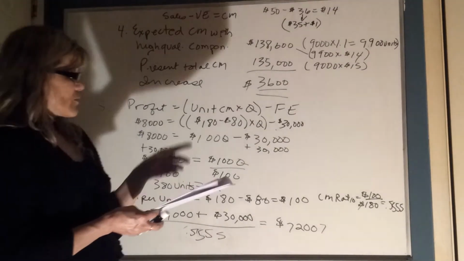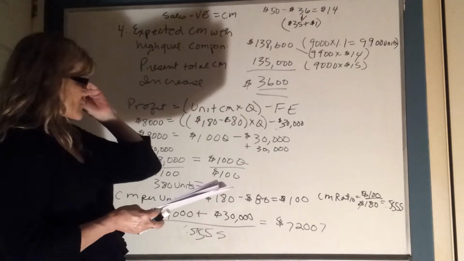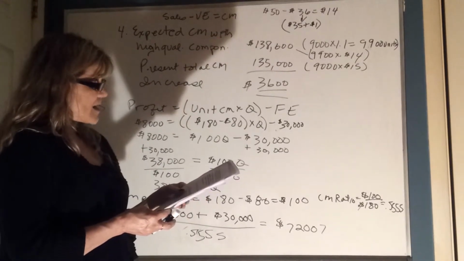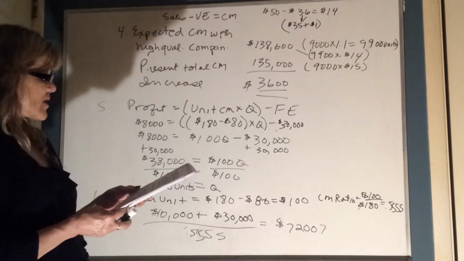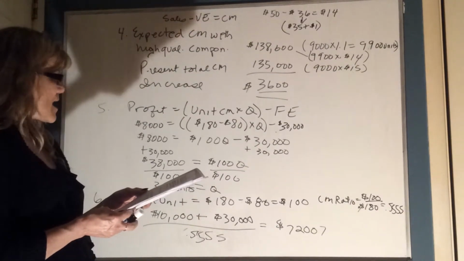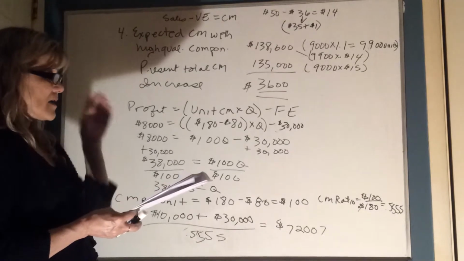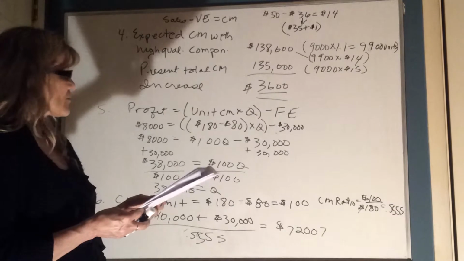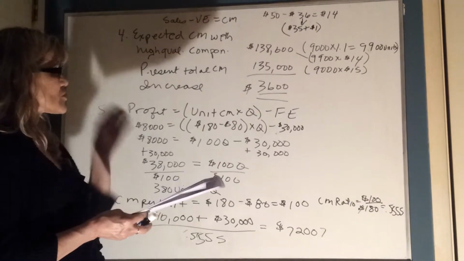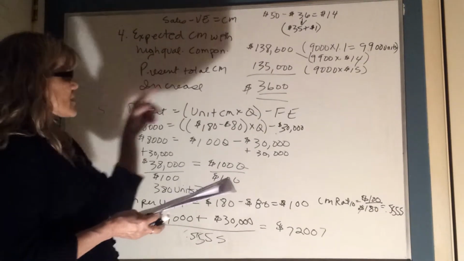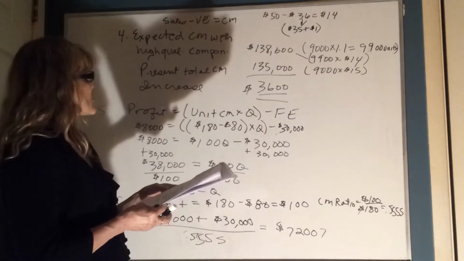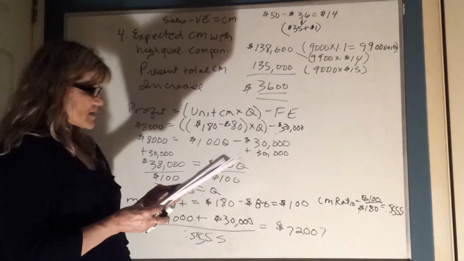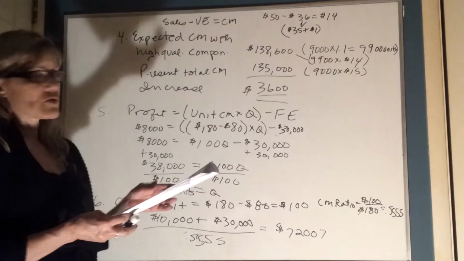Looking at your expected contribution margin with this higher quality component, if we multiply the 9,900 by the $14 contribution margin, we get 138.6. Our present contribution margin is the 9,000 units times 15. If you go back to number 3, the contribution margin per unit was 15, so that would give us 135. So this would increase our contribution margin by $3,600, so yes, we would do it.